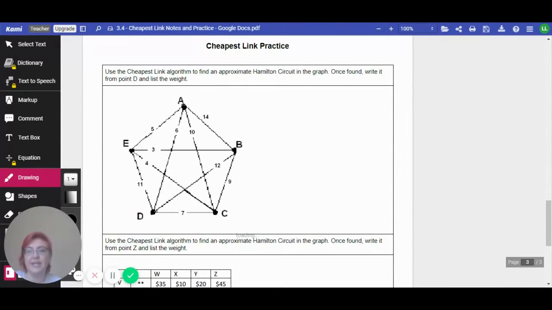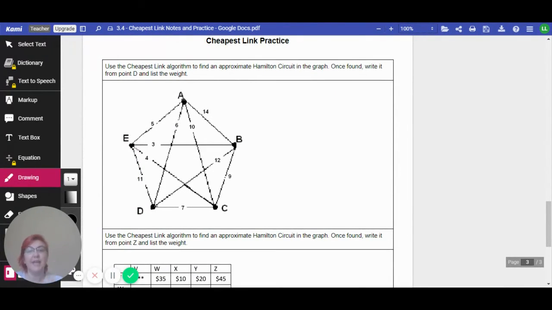Let's use the cheapest link algorithm to find an approximate Hamilton circuit in the graph. Once found, we'll write it from point D and list its weight. Okay, the cheapest link in this graph is 3. So I am going there. Now, the next cheapest link in this graph is 4.